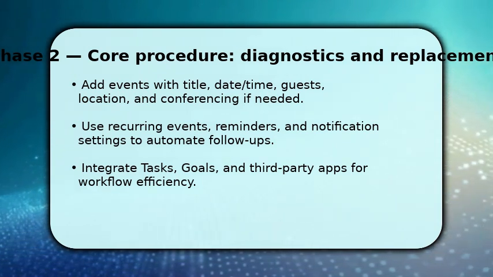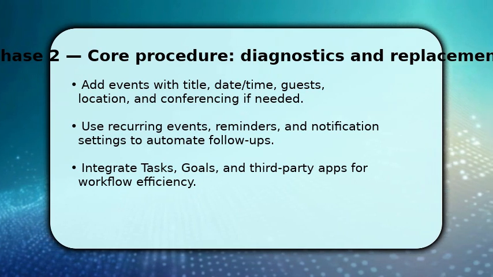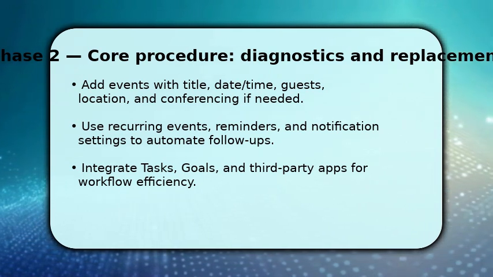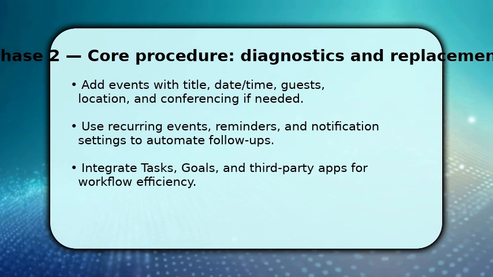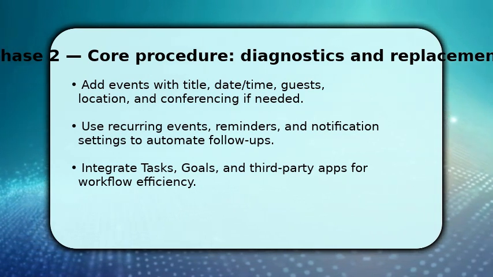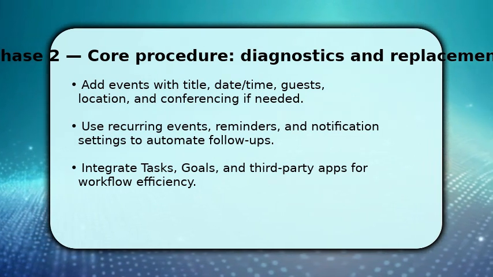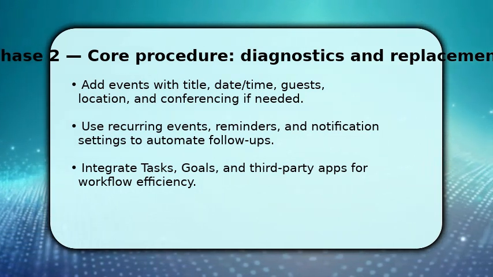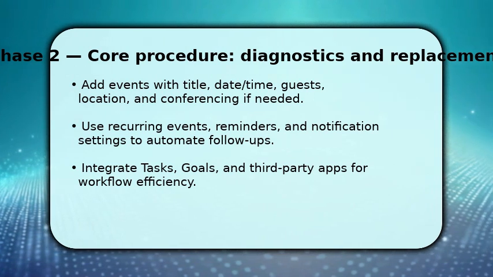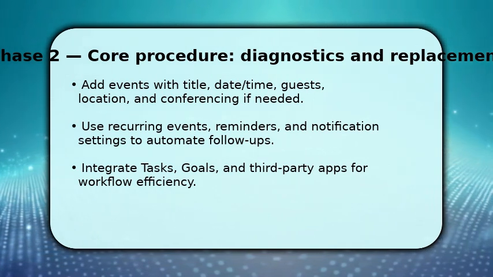This cuts manual checks. Integrate tasks and goals for personal to-dos, and connect third-party apps like Zoom or project tools to reduce switching. By automating common patterns and keeping details in events, you prevent miscommunication and save time during busy weeks. Finally, optimize visibility.